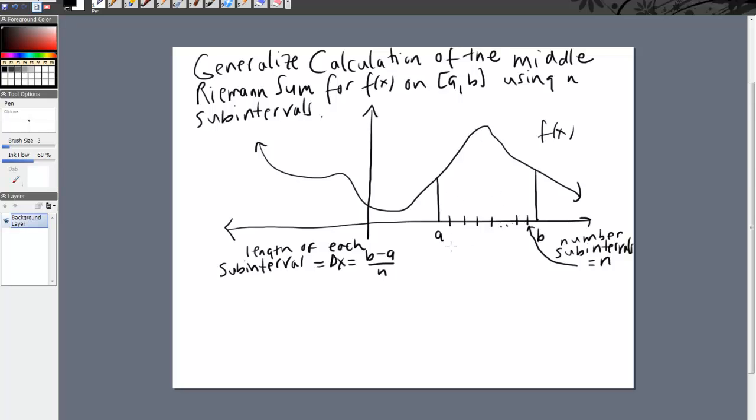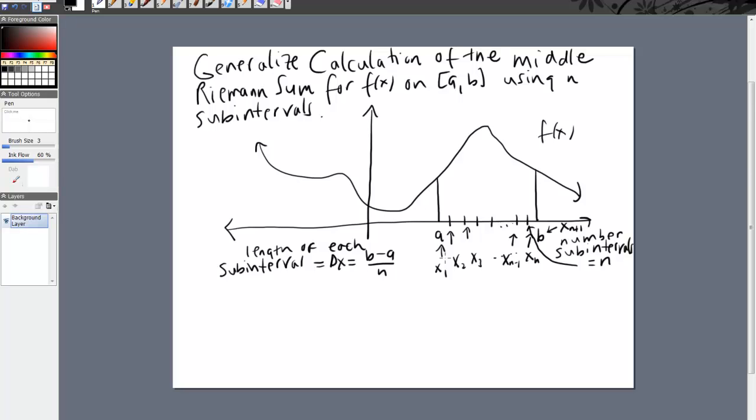Now, if we look at this, we know that this right here is x sub 1. This point right here is x sub 2, x sub 3, and so forth, all the way out to x sub n minus 1, x sub n, and the last value here, b, is going to be x sub n plus 1. So if I have n subintervals, then I'm going to have n plus 1 points that create the partition of that interval AB.